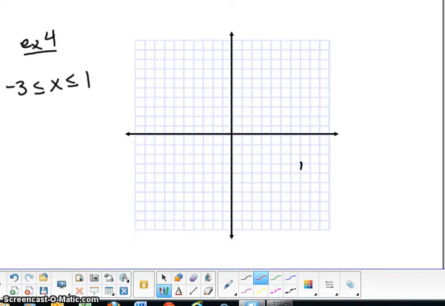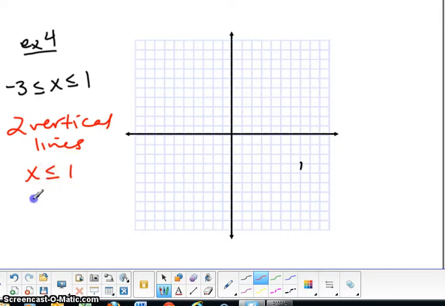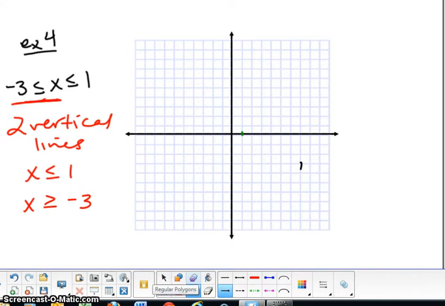The next one is a compound inequality, and there actually are two vertical lines that we're going to have to graph. The first one is x is less than or equal to 1, and then the second one is x is greater than or equal to a negative 3. You're going to have to switch that sign when you're looking at the negative 3 one. Okay, so if it's a vertical line, we know that 1 exists right here, and so it's a vertical line going through that, and also solid.